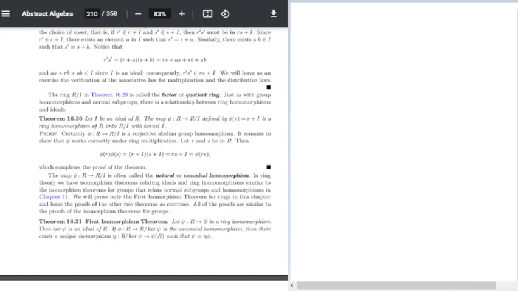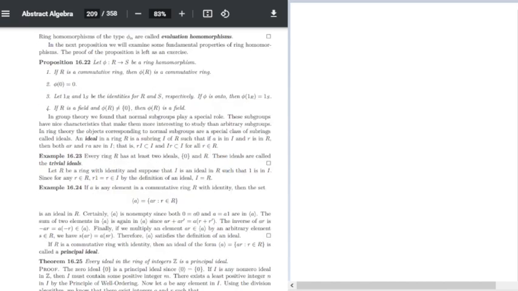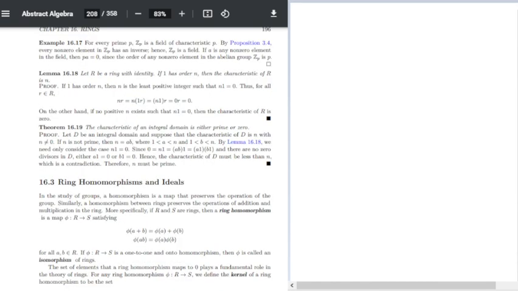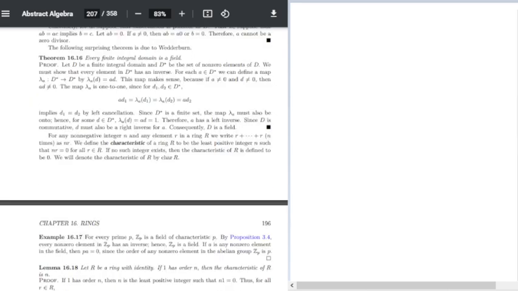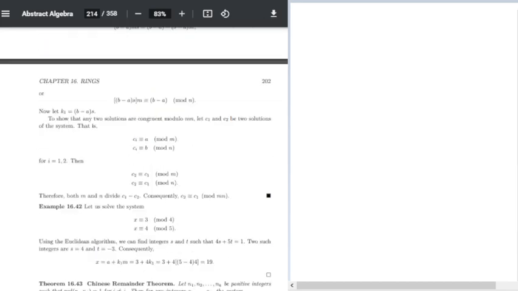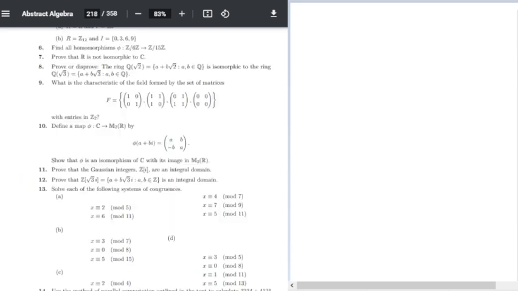Alright, the characteristic of the integral domain is defined to be the least positive integer. So yeah, if we add it to itself, then under the addition of Z mod 2, we have that Z mod 2 is going to have characteristic 2.